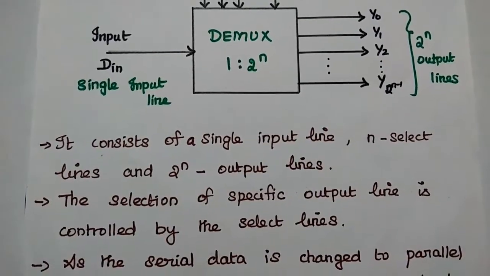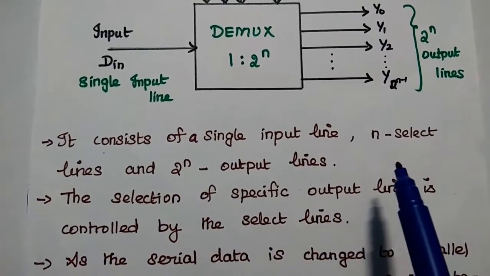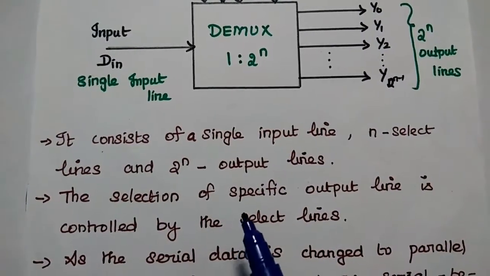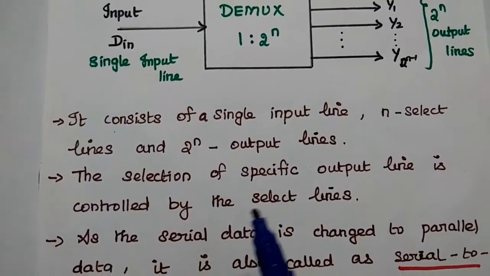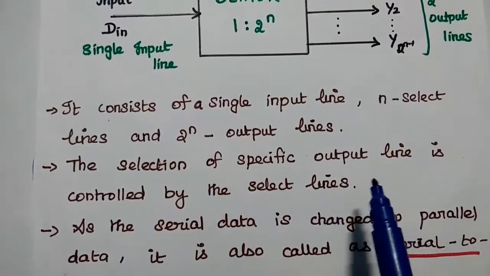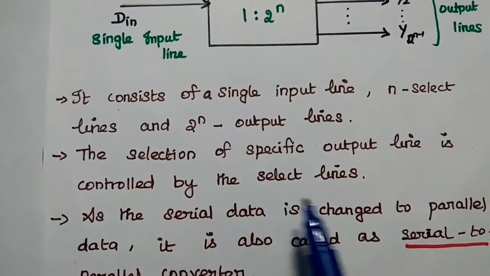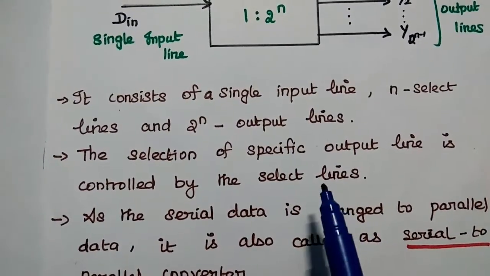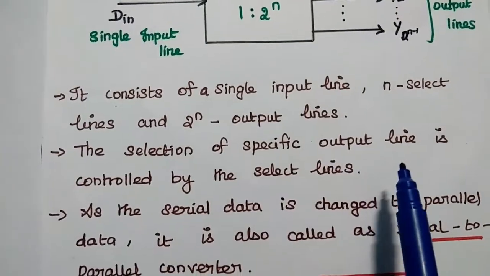The DEMUX logic circuit consists of a single input line, n number of selection lines and 2^n output lines. The selection of the specific output line is controlled by the selection lines. So based on the combination of selection lines, we can choose the specific output line out of 2^n possible outputs.